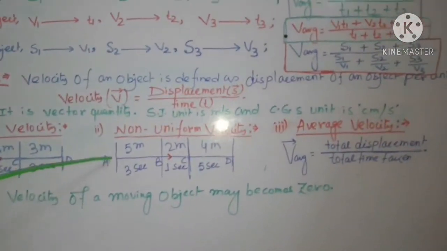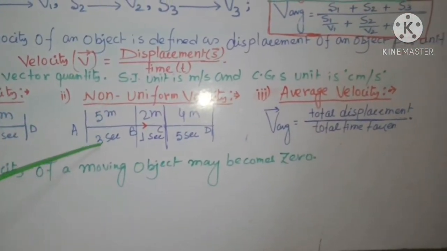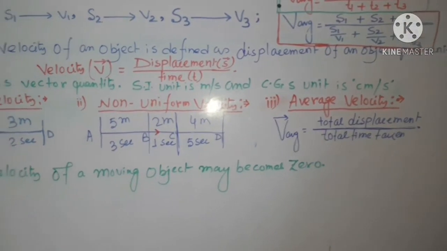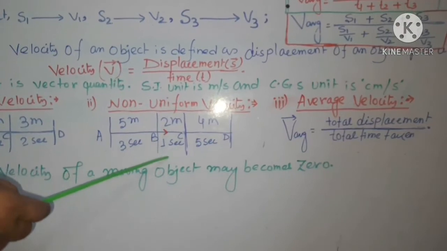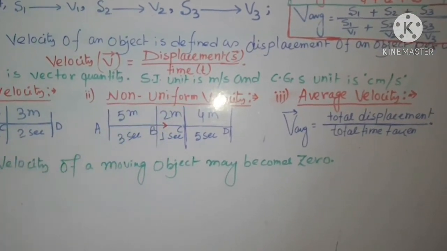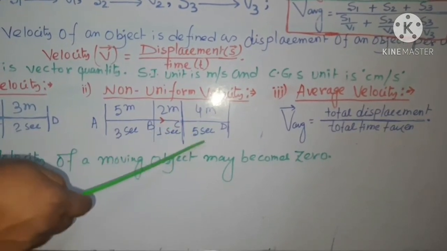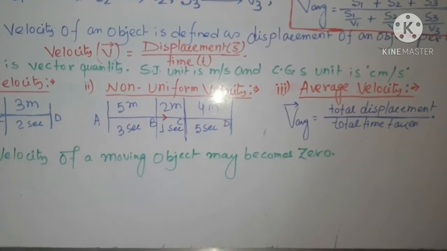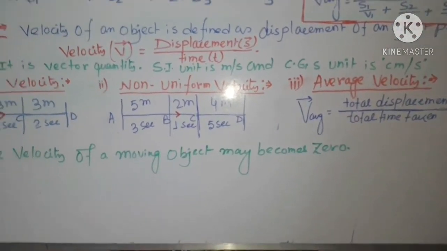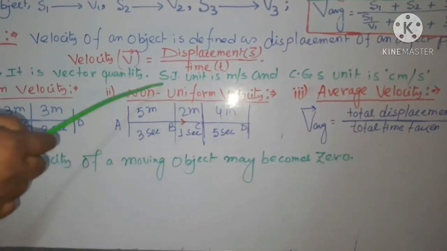Now non-uniform velocity. এই জায়গায় ফিগার দেখো, অবজেক্ট A থেকে B তে গেছে, যার জন্য ডিসপ্লেসমেন্ট 5 মিটার, টাইম লেগেছে 3 সেকেন্ড, সো হিয়ার ভেলোসিটি ইজ 5/3. Here velocity from B to C is 2/1 and from C to D velocity is 4/5. Now from this figure you can say the moving object covers unequal displacement in unequal interval of time. Then the velocity of the object is said to be non-uniform velocity.